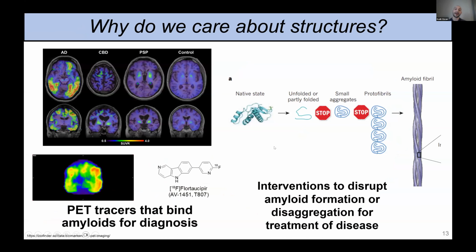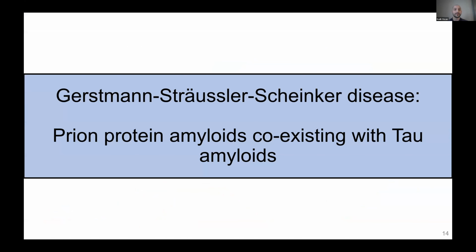So the question is, why do we care about these structures? Well, diagnosis is very difficult for these patients. So using things like flortaucipir, which is a PET tracer, you can light up regions of the brain that have these aggregates. So you can see the control patient doesn't have any lit up, whereas the Alzheimer's disease patient has lots of the areas lit up with this diagnostic ligand. Also, if we know the structures of these filaments, we can potentially stop them from forming or disaggregate them, which could potentially lead to slower neurodegenerative disease or potentially curing the disease altogether.